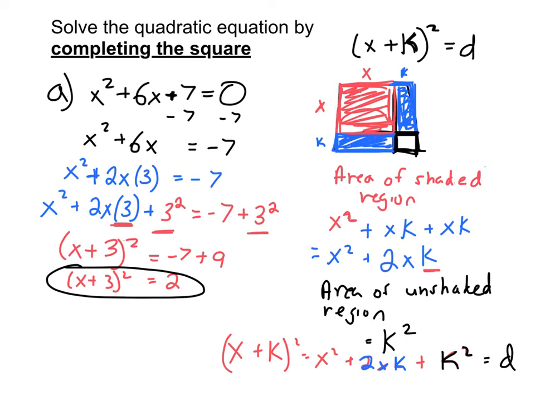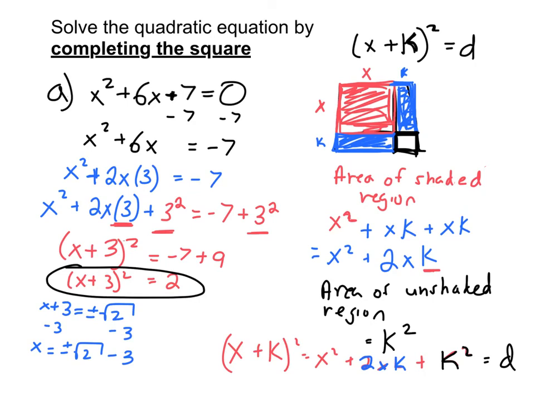But I'm not done. I need to solve the equation. So I need to solve for x. And the way I'm going to do this now is by using the square root method. So I'm going to have x plus 3, and I'm going to take the plus or minus the square root of 2, okay? And now I don't have the square on the left-hand side anymore. So I have plus or minus the square root of 2 on the right-hand side. So I need to get x by itself. I subtract 3 from both sides, and I get x equals plus or minus the square root of 2 minus 3.